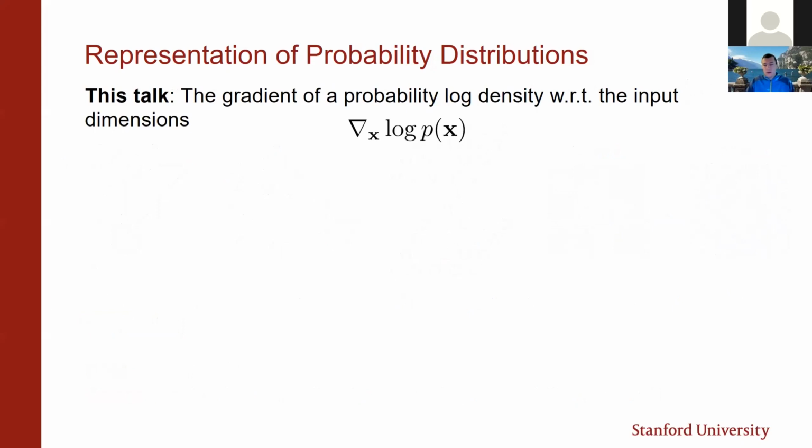So in this talk, I will present some of the work we've been doing, which is essentially a new class of generative models where the object that we're going to model is not the probability density function itself, but the score, which is essentially the formula that you see here, the gradient of the log density with respect to its input dimensions. This is called the score.